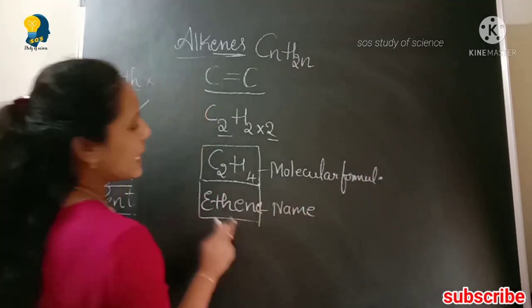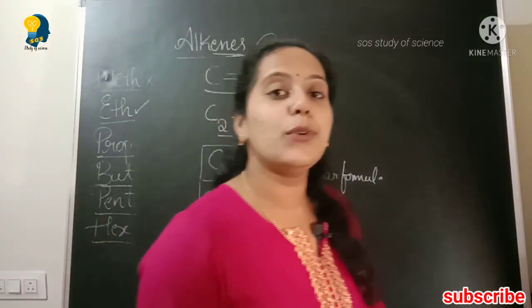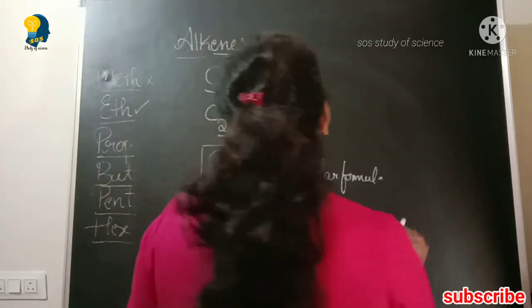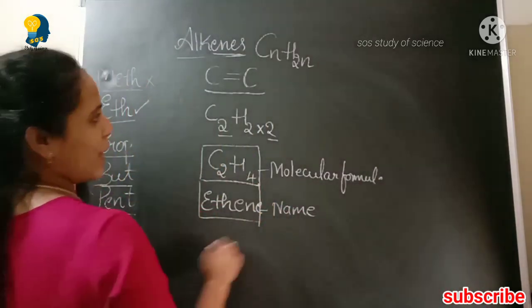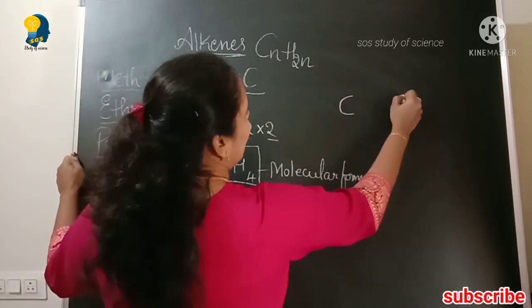This is a name. Ethene is the name. So now it's the most important time that you have to know how to write the structural formula for ethene. To write ethene, just look at the molecular formula. How many carbon atoms are there? There are 2 carbon atoms.